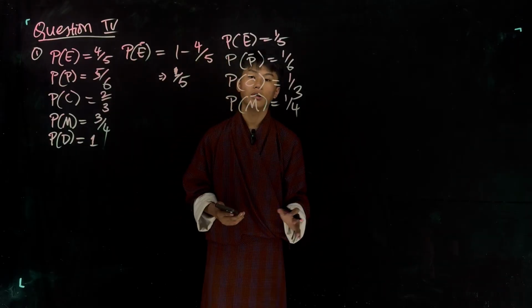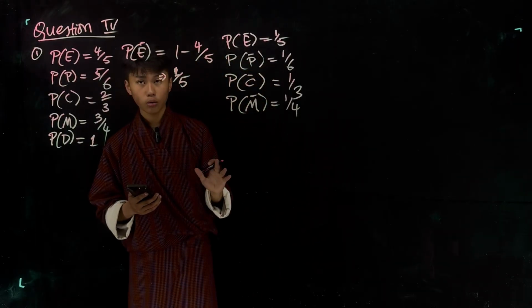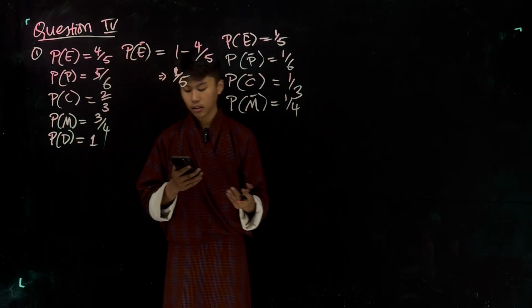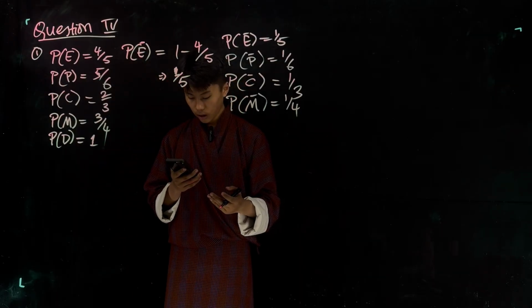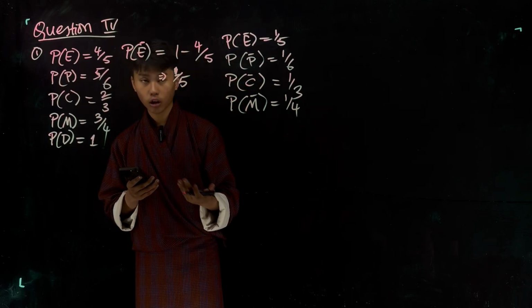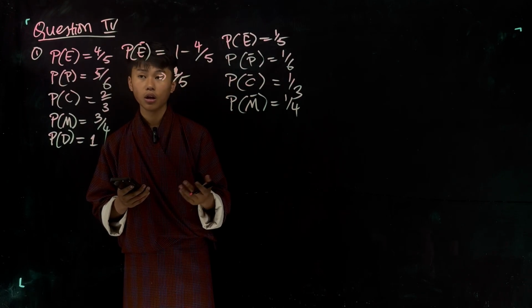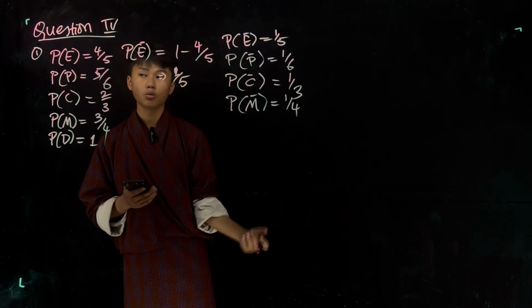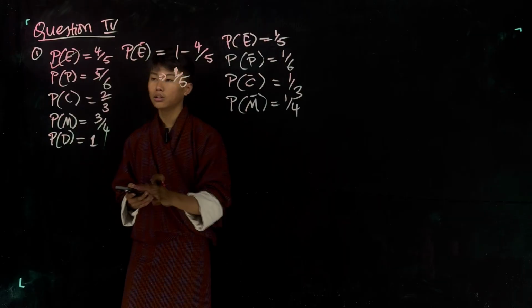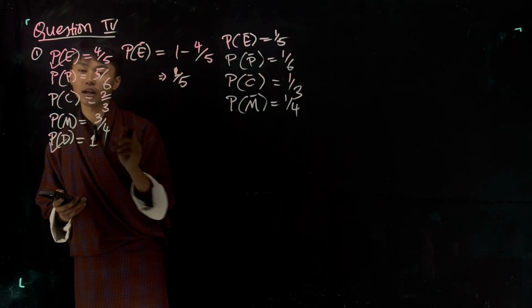Okay, so we have everything listed down. Now let's see what the question asks us. The question is asking us what the probability of him getting a pass certificate would be. Now, what are the requirements for getting a pass certificate? Well, to get a pass certificate, one must pass in English. He has to pass in English and he has to pass in Zonka as well.